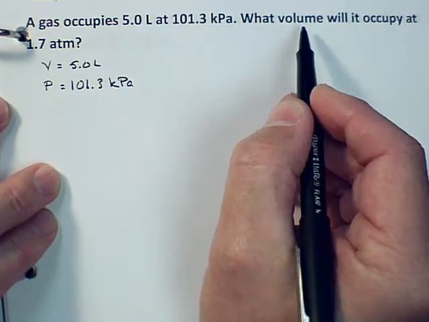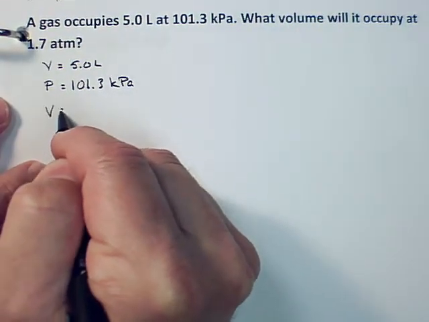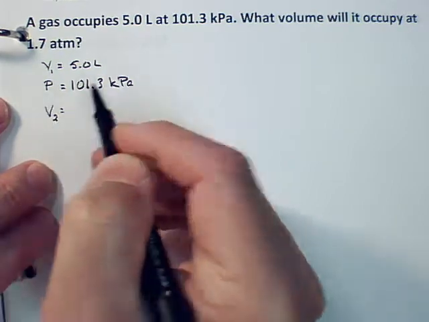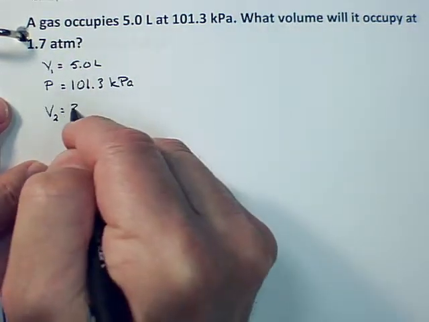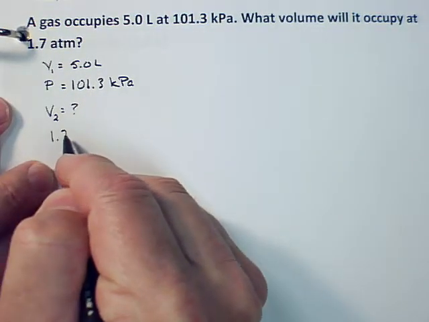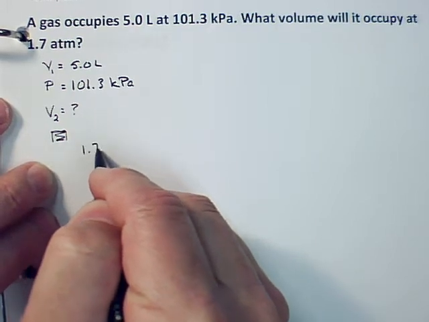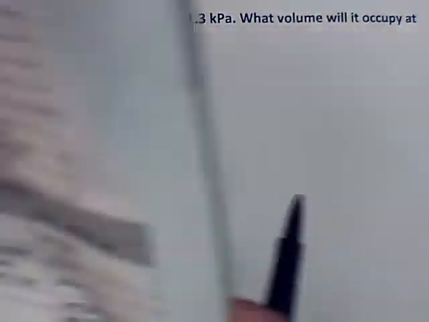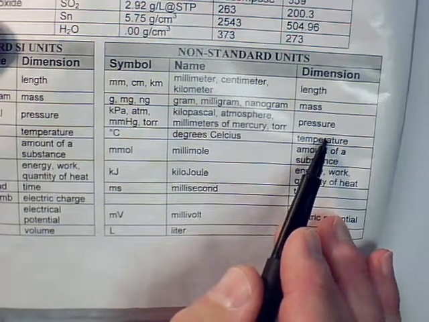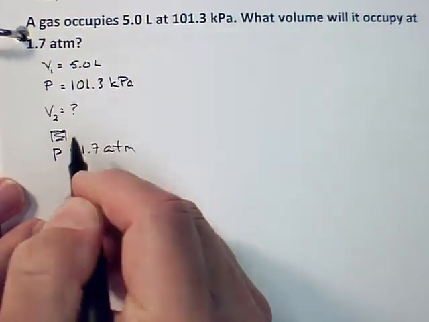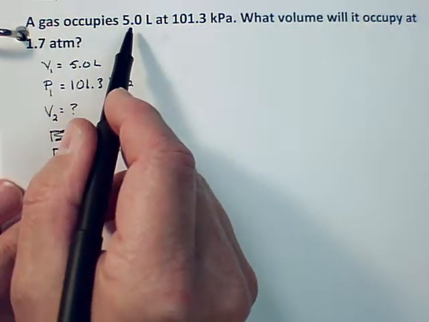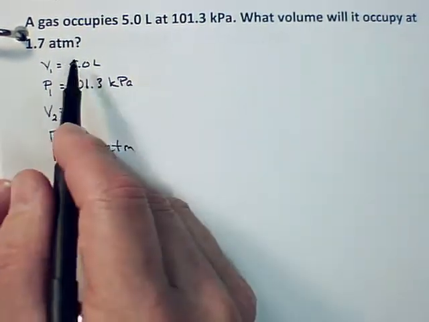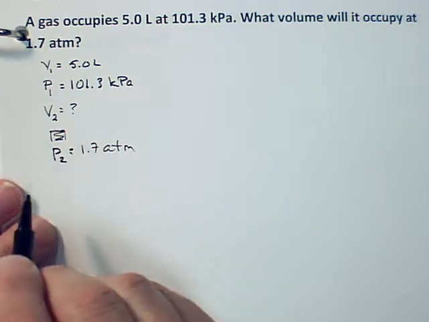Then we have the question, what volume? That means we've got another volume. We have a starting volume, we'll call volume 1, and a second volume we'll call volume 2. We don't know what that is, so we're going to put a question mark by it. And then we've got 1.7 atmospheres. Maybe you might not know what that means or what it measures, so we'll look again, and there's atmospheres. It's also measuring pressure. So here's our P. We've got another P up here, so this must be pressure 1 that went along with this 5 liters. Those go together, so if that's volume 1, that must be pressure 1. And now we've changed the pressure, so this must be pressure 2.